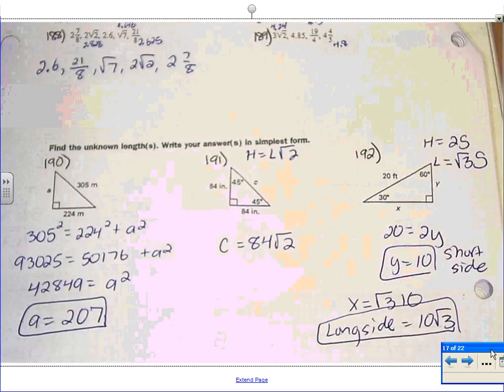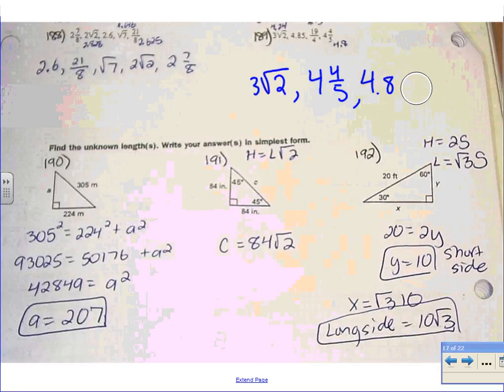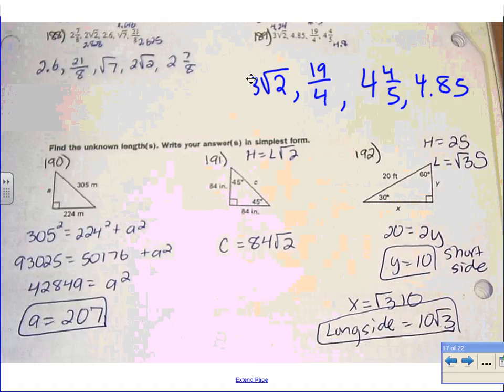then 21 over 8, square root of 7, 2 square root of 2, and 2 and 7/8. 189 should be 3 square root of 2, 4 and 4/5. Sorry, I forgot to do this one. 4.85. And nope, I'm wrong. Oh man, sorry. This one has to go first. I know. 19 over 4, then 4 and 4/5, then 4.85. Sorry about that. Thought I had them all done.